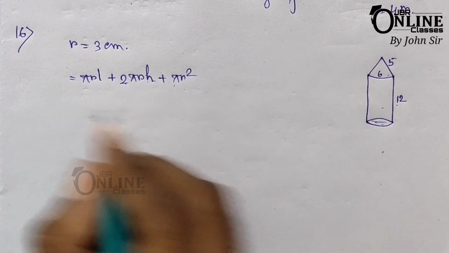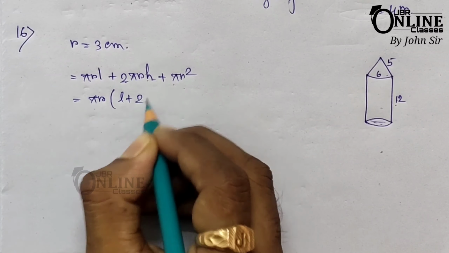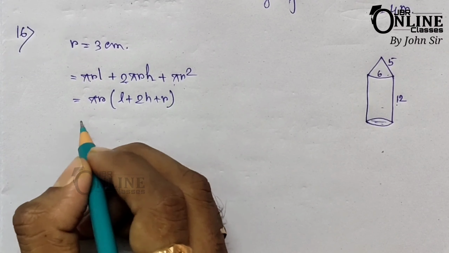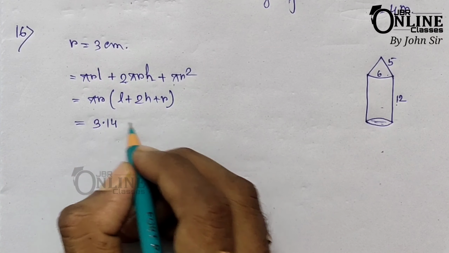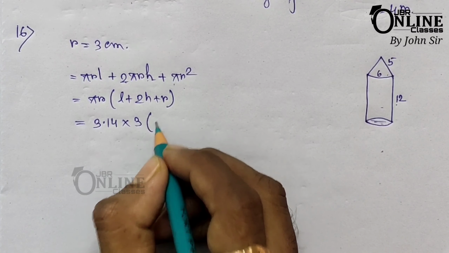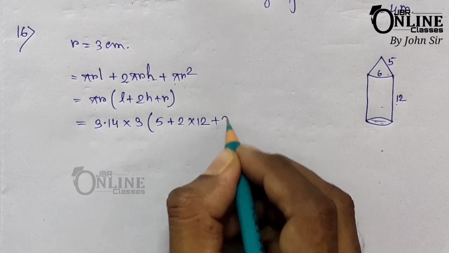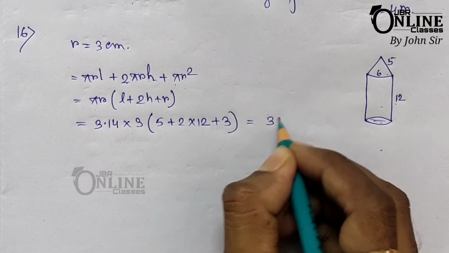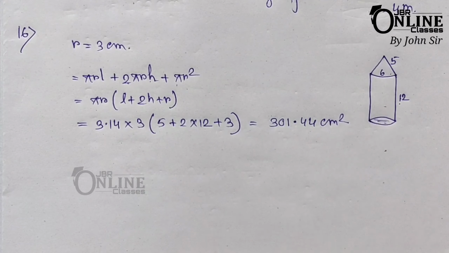It's a circle. So from that, if pi r will be common, then l plus 2h plus r, and that equal to 3.14, the value of pi, r equal to 3, here 5 plus 2 into 12 plus 3, so that equal to 301.44 centimeter square. That is the first answer.